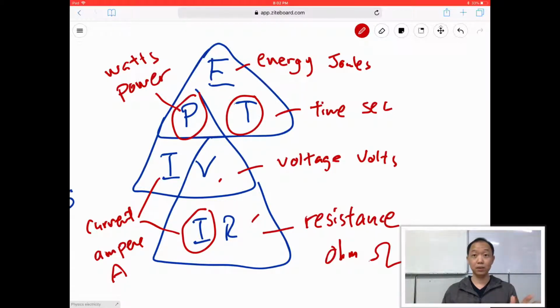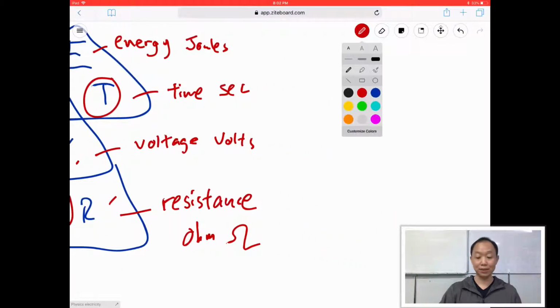Okay, so this is 3. Remember I said there are 10. This is just 3. Okay, next. Now there's another formula that you need to remember. It's called the I equals Q over T.